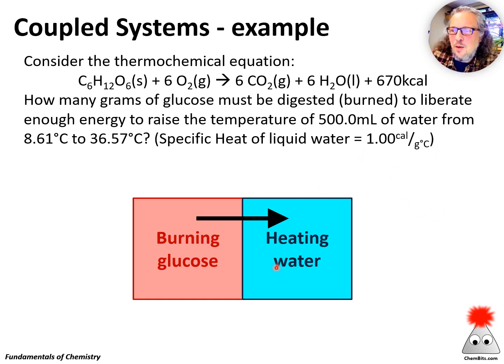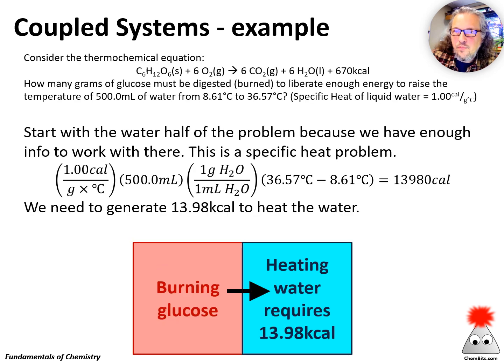So here's my coupled system. I'm burning some glucose to liberate energy, and now I'm using that energy, that heat energy, to heat up some amount of water. So there's my coupled system. If we look at the problem, we probably have to start with the water half because that's the one we've got information about. I've got 500 milliliters of water and I want to raise it through this temperature range.